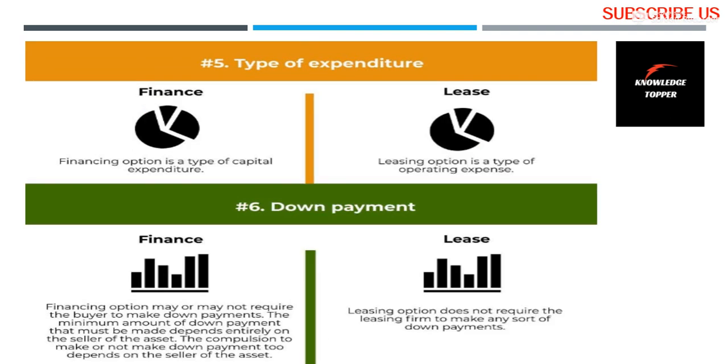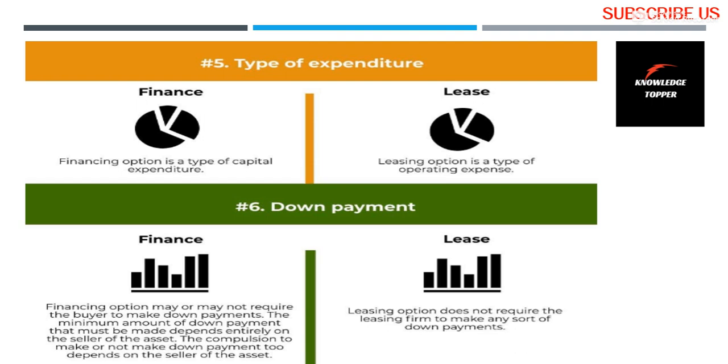Okay, now if we talk about our fifth difference, which is expenditure, which type of expenditure belongs to finance and lease. Like in finance, financing option is a type of capital expenditure, and on the other hand, leasing option is a type of operating expense.